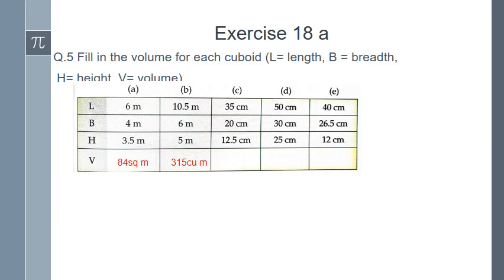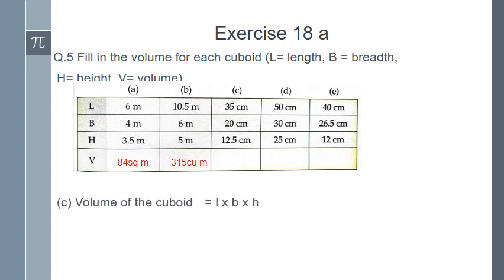Now children, let's come to the C part of question number 5. So in this part, the length of the cuboid is equal to 35 centimeter, breadth is equal to 20 centimeter and height is equal to 12.5 centimeter. So what is going to be the volume of this cuboid? Let us find it out.